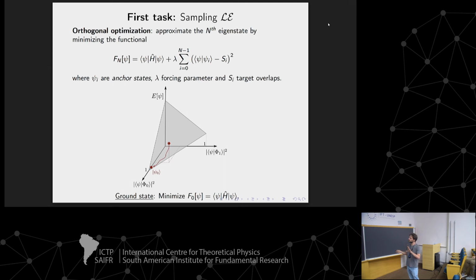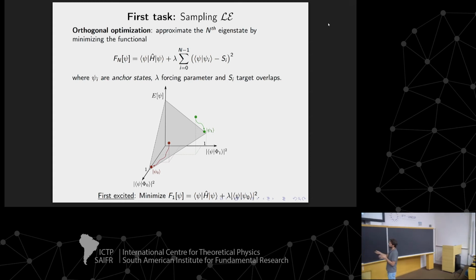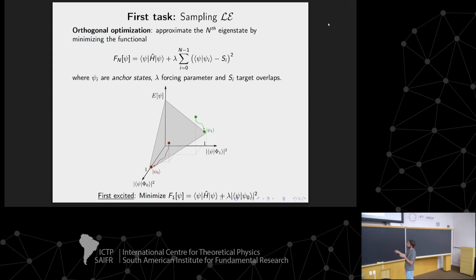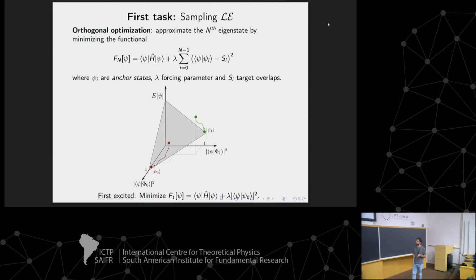But OK, for the ground state, I just have to minimize this expectation value of the energy, optimizing a wave function so that it gets as close as possible to the real ground state. If I want to approximate the first excited state, I essentially minimize the expectation value of the energy and the overlap with my approximation to the ground state. In that way, thinking a little bit, you can rapidly conclude that the wave function that minimizes the energy and the overlap with the ground state must be the first excited state, right? So we are going to approximate this first excited state.